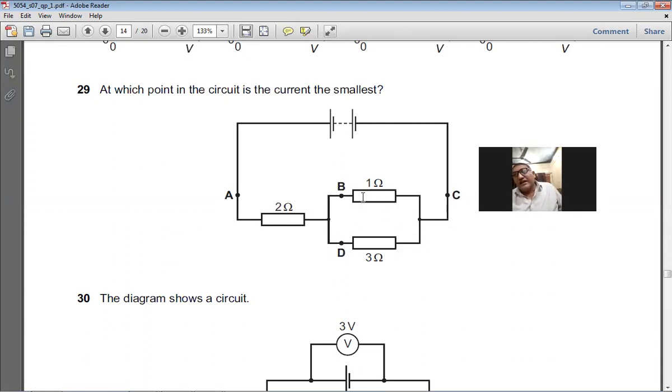Then here again, the current from this branch will join, and the same current which came out of the battery will go back through this wire. So the smallest current will be in this 3 ohm resistor. So that's choice D.